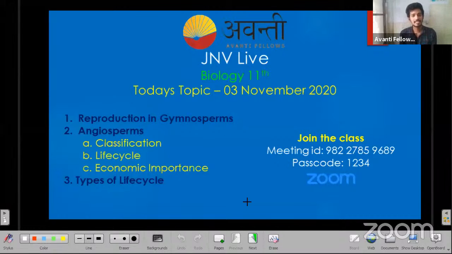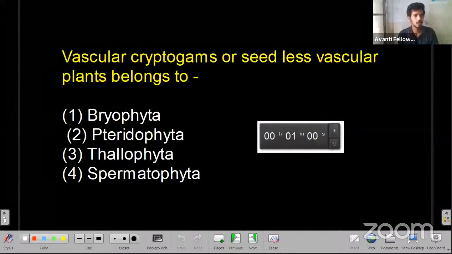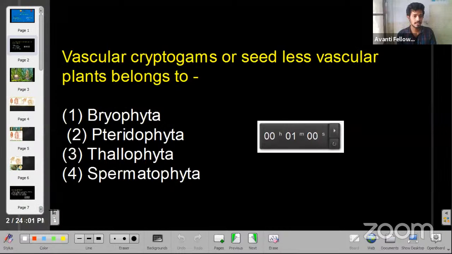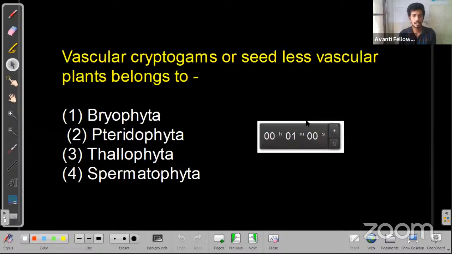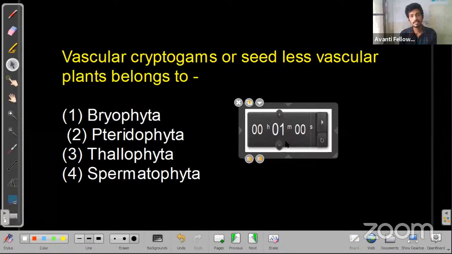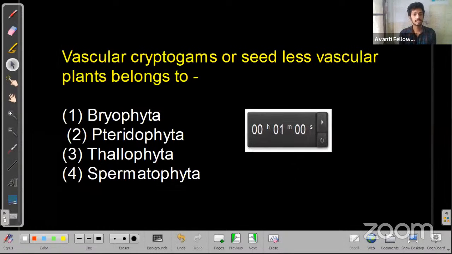Okay, so we will start the class. Before starting the class, we will clear some questions. Okay, the first question came. The question is: vascular cryptograms or seedless vascular plants belong to. Option A, Bryophyta. Option B, Pteridophyta. Option C, Thallophyta. And option D, Spermatophyta.